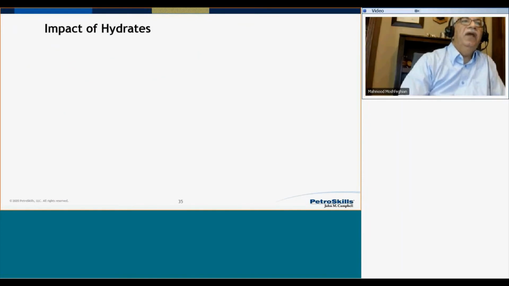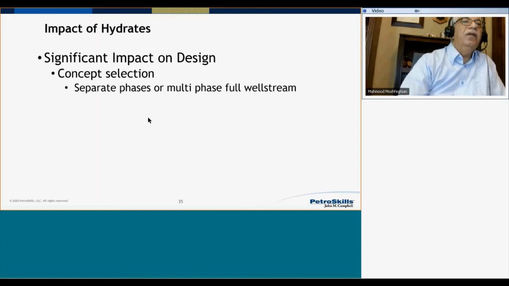So let's take a look at the impact of hydrates on our production and processing facilities. The impact is very significant on the design. It affects our concept selection. We have to decide whether to separate the phases, like have one pipeline for the gas phase and one pipeline for the liquid hydrocarbon phase, or have a full stream, single pipeline. That's a major decision because there are lots of things associated with this.